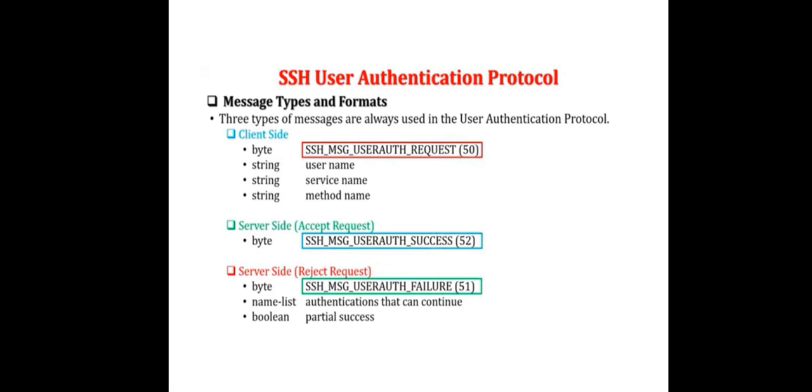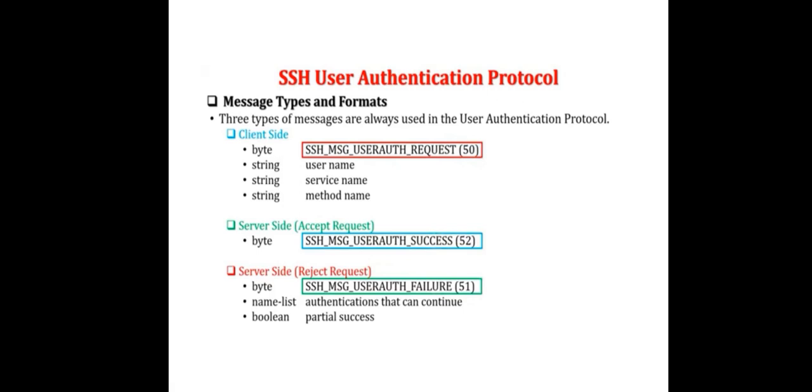After the client request message, if the server accepts the authentication, it sends a single byte message. This message is user authentication successful. Here the 50 indicates that it is requesting, and the 52 indicates that the user authentication is successful at the server side.